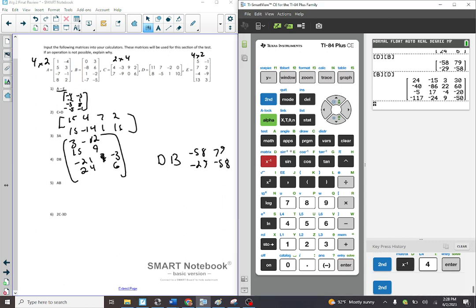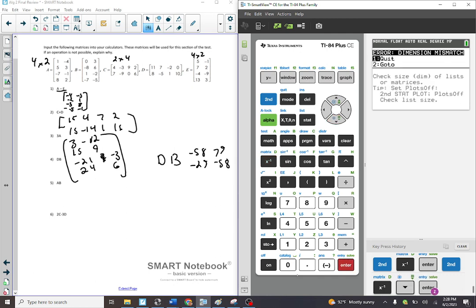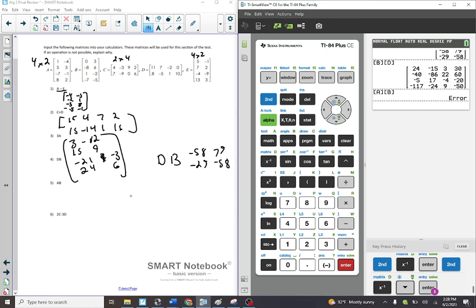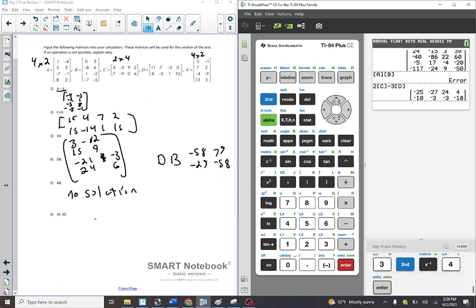AB, now sometimes, like AB, you might get a dimension mismatch. What that means is that it's impossible. So in that case, it's no solution. And then number 6 is going to be 2 times C minus 3 times D. And you see, even though I took all that work to plug it in, now I get all my answers pretty straightforwardly.